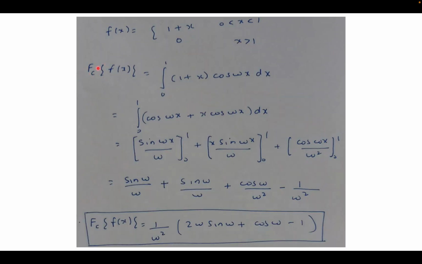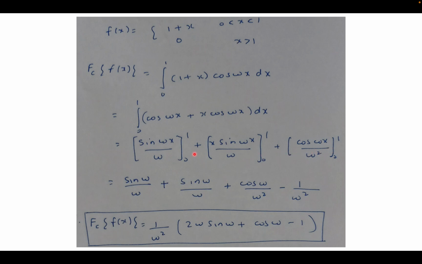So the Fourier cosine transform of f(x) can be written as the integral from 0 to 1 of (1 plus x) cos omega x dx, right? You can separate it and write cos omega x plus x cos omega x dx, from 0 to 1, because the function is defined in the interval 0 to 1. And then you know the integration of cos omega x is sin omega x upon omega. And for the second part you can apply integration by parts, right? You can choose x as the first function and cos omega x as the second function.